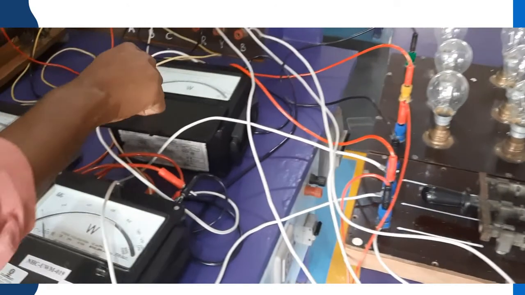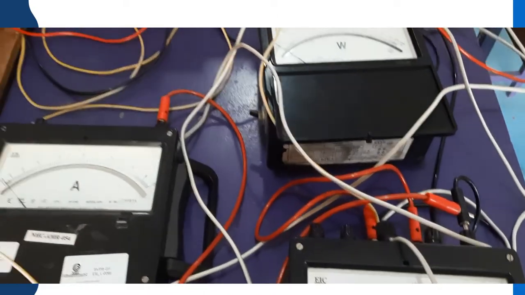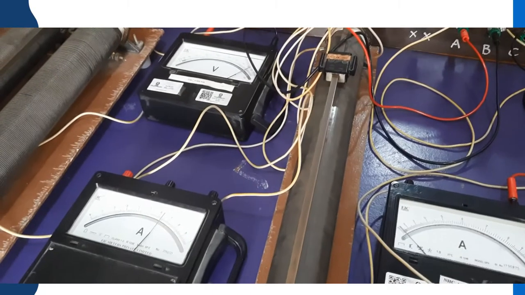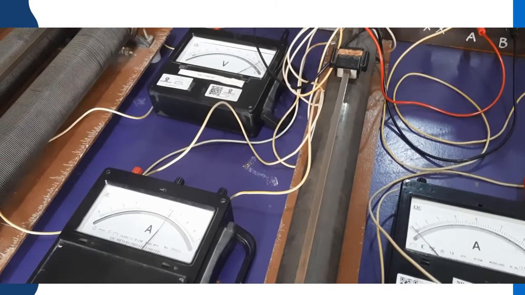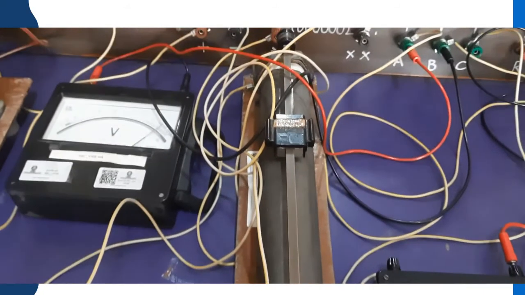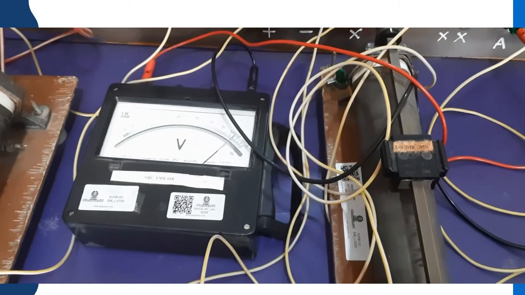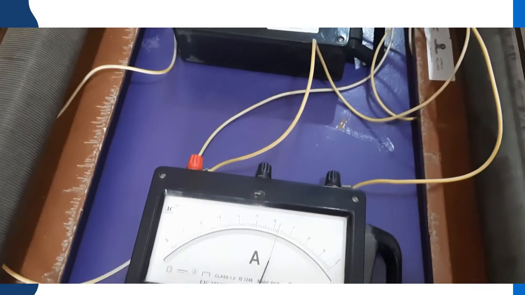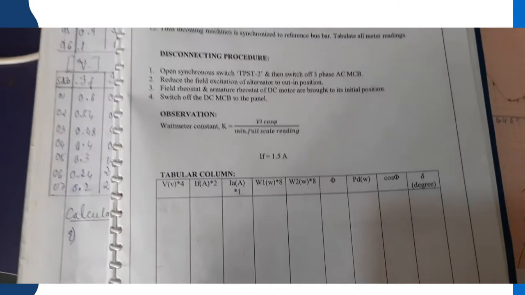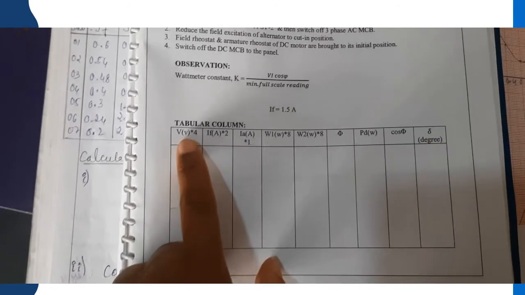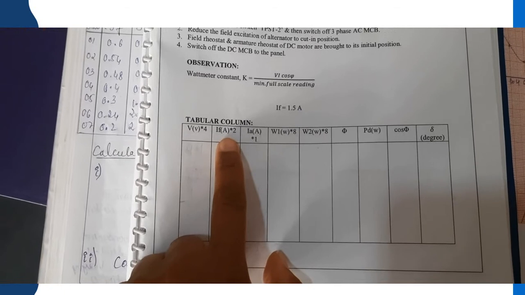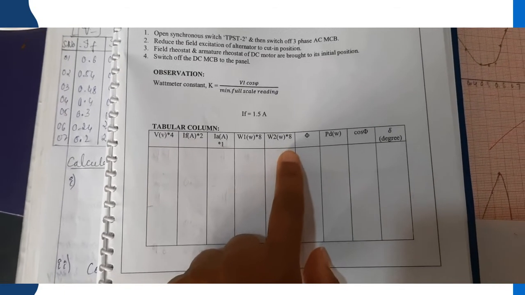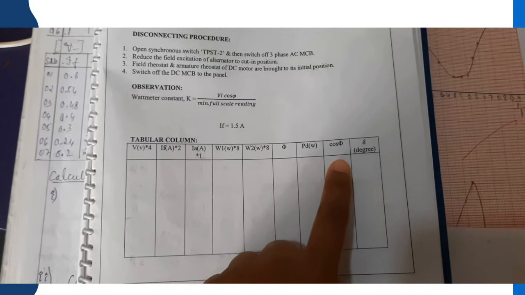After closing the TPST switch, we have to take down the readings so that we can get the V and inverted V curves of the synchronous motor. How to take the readings? Now the voltage is 440, which is nothing but the overexcitation voltage. We have to record these values: one is the voltage value, another one is the field current, the armature current, wattmeter 1, wattmeter 2 values, and by calculation we have to find out the power factor.